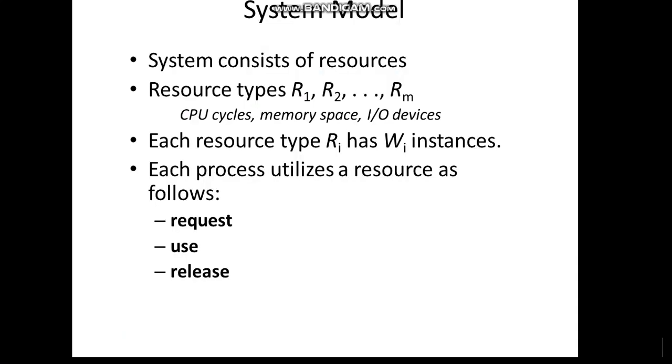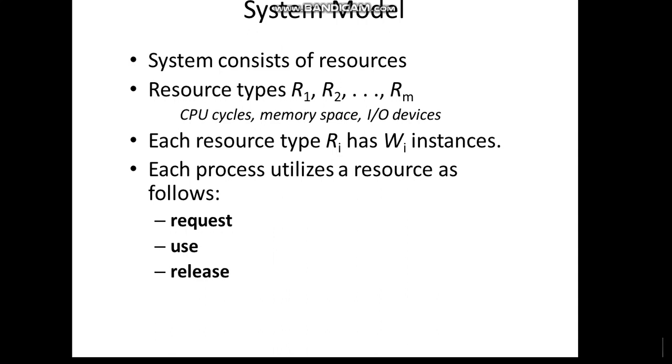In case of a system, it consists of a number of resources. Each resource type is indicated by different symbols here, R1, R2, up to Rm, m number of resources. So the resources can be CPU cycles, memory space or IO devices.